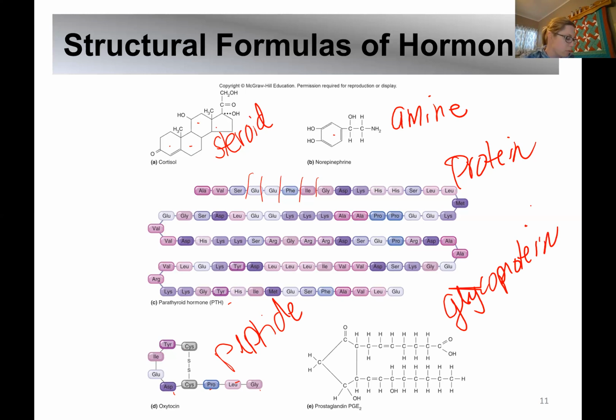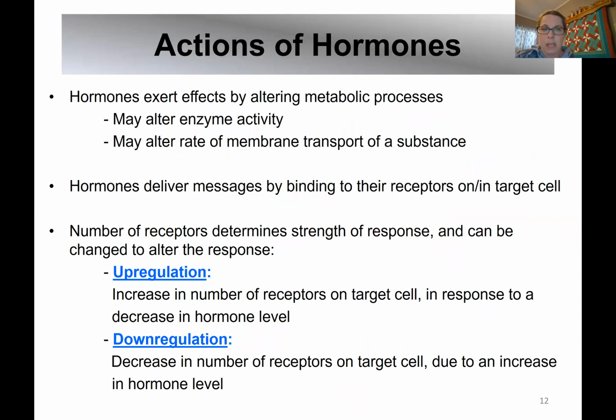Okay, so in biochemistry or in science, if you change the shape of a particular chemical or molecule, you're going to change its function. And so each of these have different shapes, so they're going to have different functions throughout the body. And the way that these hormones communicate or cause responses throughout the body is by altering metabolic processes, metabolic reactions in cells in the body.